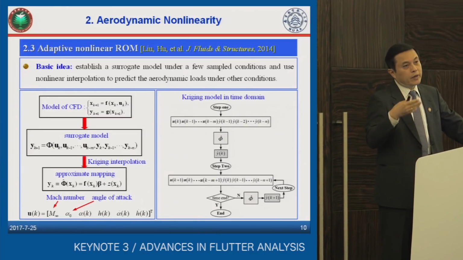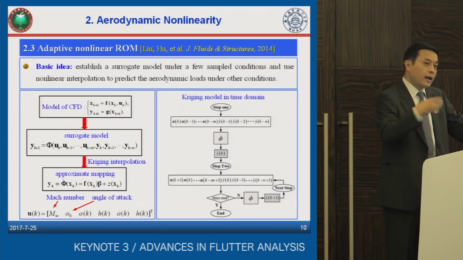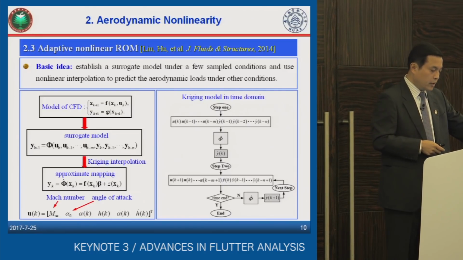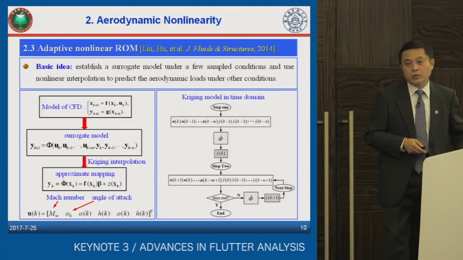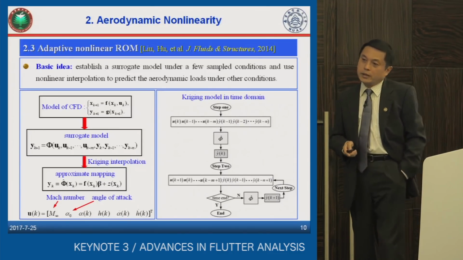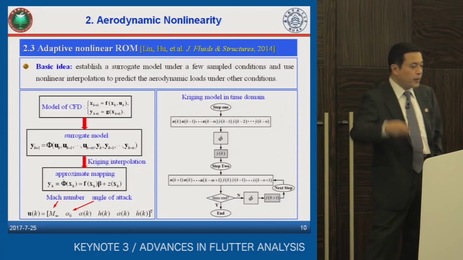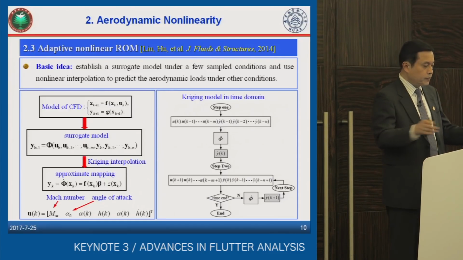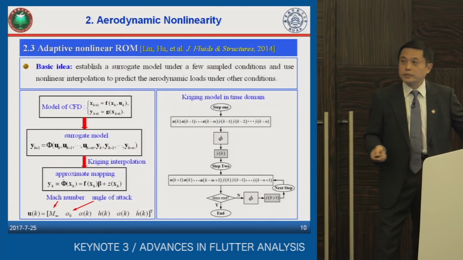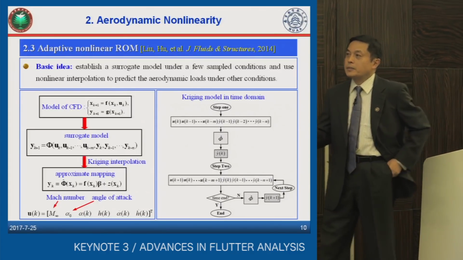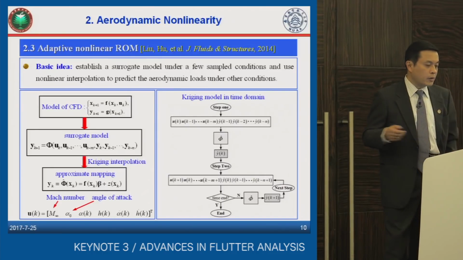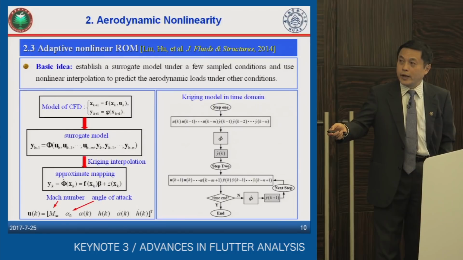the aerodynamic problems under other flight conditions by means of nonlinear interpolation, such as the well-known Kriging interpolation. And the specific flow chart looks like this. We first get the data based upon the CFD computation. Then we establish a surrogate model, like here, phi.